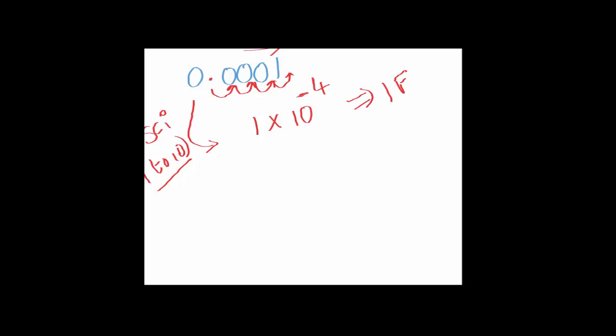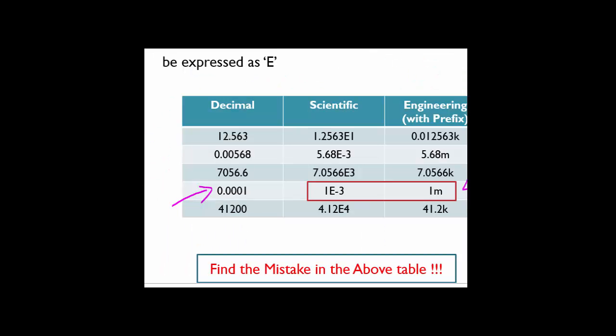and it is also expressed as 1e minus 4. In calculators you will see a button that says EXP for exponent. That E stands for 10 power, so 1e minus 4 means 1 times 10 power negative 4. So in here, the mistake is that it says 1e negative 3, but it must be 1e negative 4.